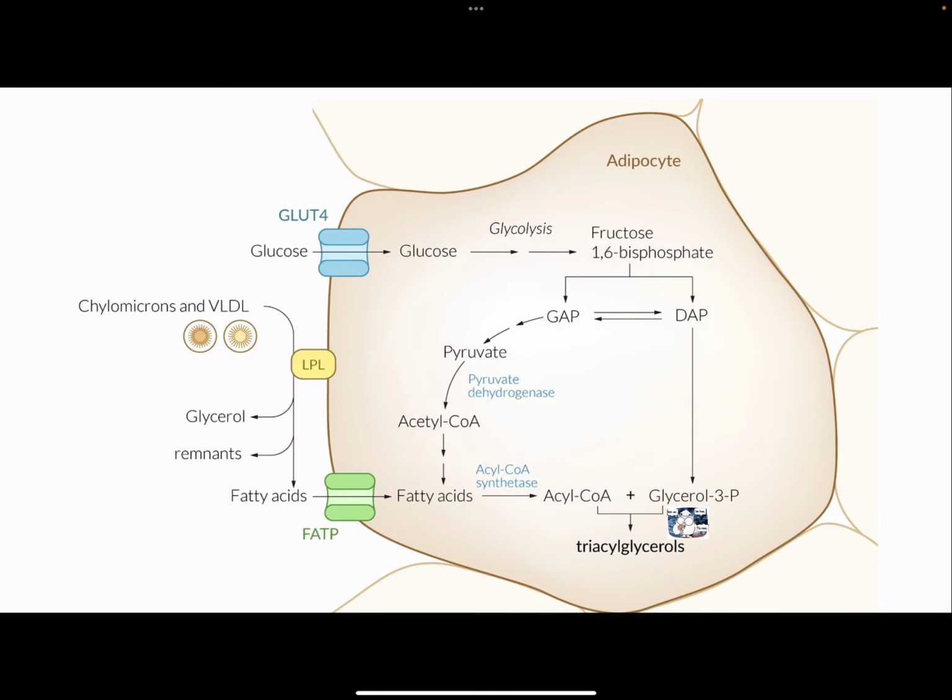And then just kind of a review. So we have an adipocyte. We want to store our triglycerides here. You could just push glucose in. The glucose can make DHAP, which is just DAP. That can make glycerol. But glucose can also go ahead and make pyruvate, which can make acetyl-CoA. Acetyl-CoA can make fatty acids in the adipocyte.